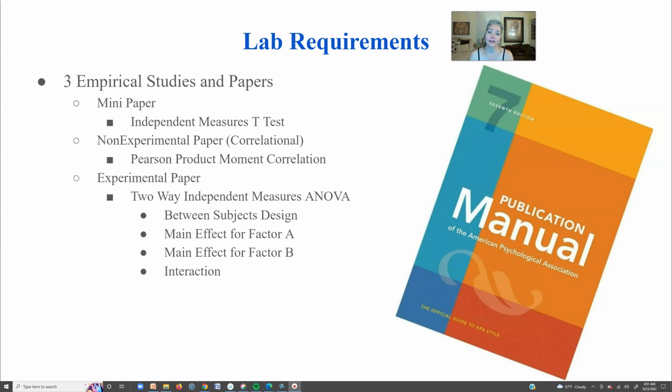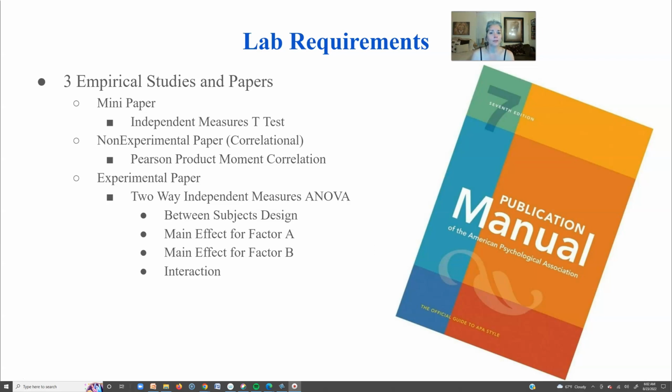So for the mini paper, you still are going to be required to conduct your own statistical analysis. So with the data that's collected across all the sections, you'll run an independent measures t-test to test the research question and see if in fact there were significant differences between the 2 groups identified in the variable. Then you're going to write a paper.